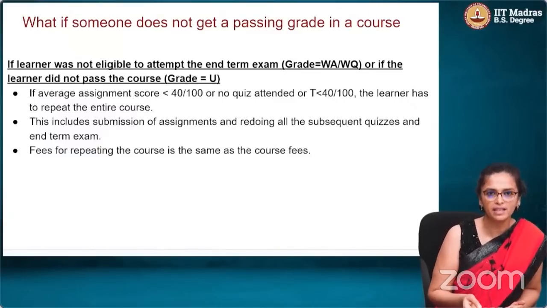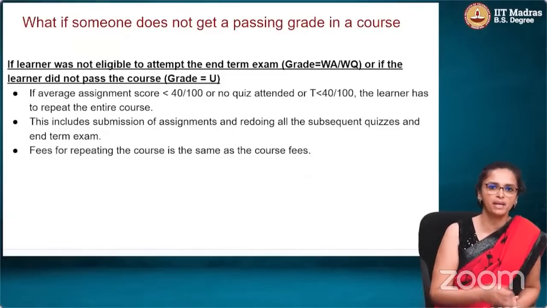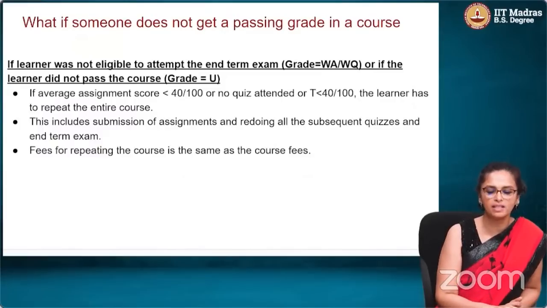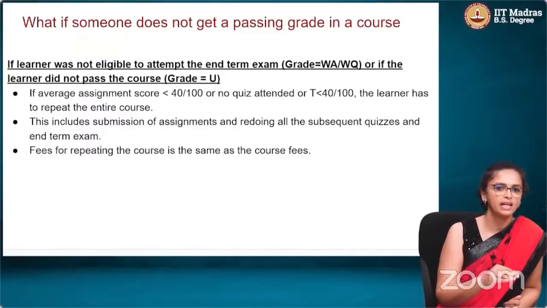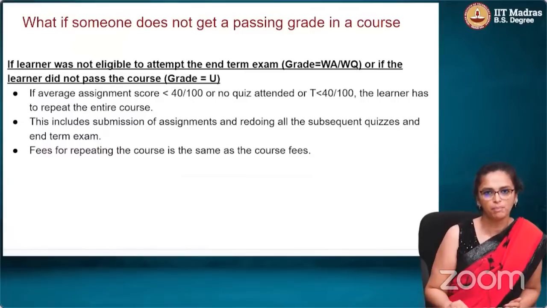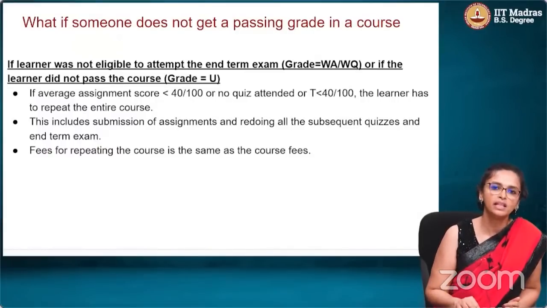You have to do the weekly assignments again. You have to become eligible to get the hall ticket to the final exam based on the conditions for that course. Then go attempt it and pass the course. Okay. So, this is what is said here. It includes submission of assignments, redoing all the quizzes and the interim exam. And the fees for repeating the course is the same as the regular course fees. So, if the course fees for you in general category was 4,000 and you got a WA or WQ grade in that, then you pay the 4,000 again for that course, register for it in the subsequent terms and you complete it. So, this is what you have to do if you got a WA, WQ or a U grade.